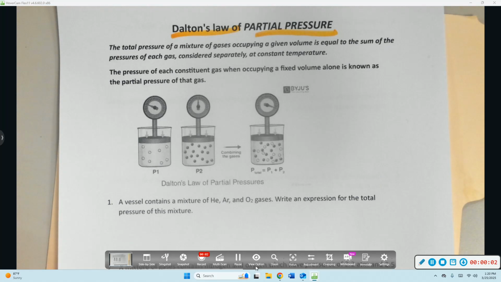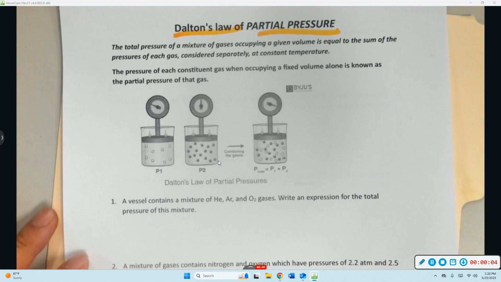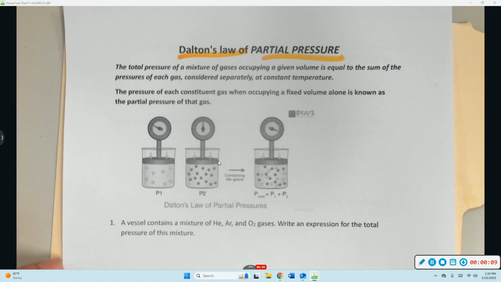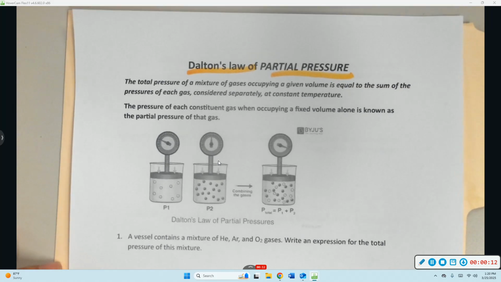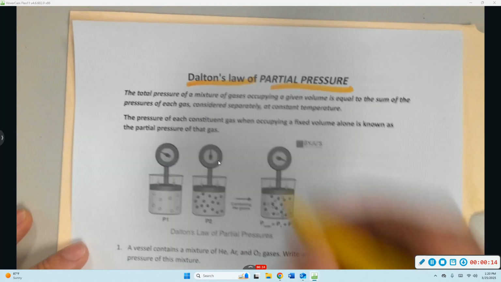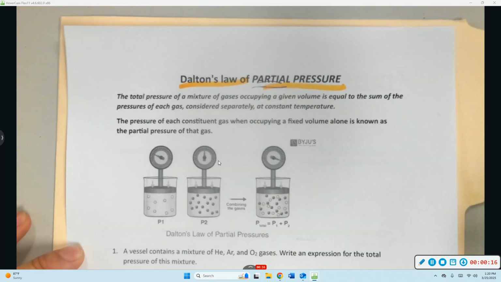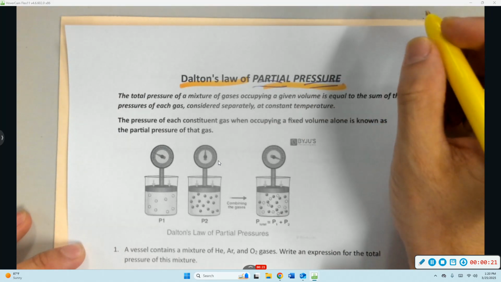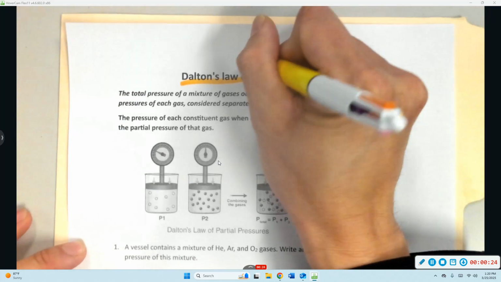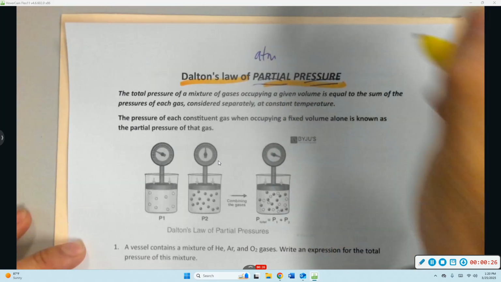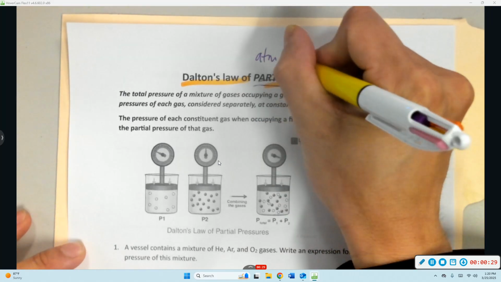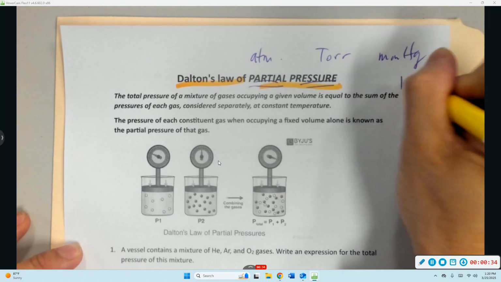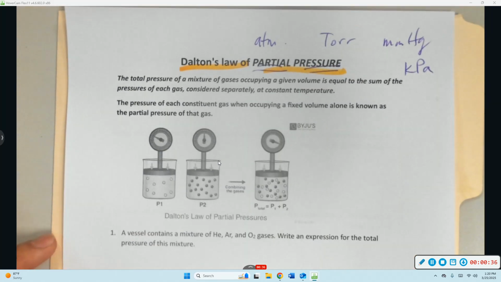All right, welcome back. This is Dalton's law of partial pressure, the last lesson of our gas unit here. John Dalton, remember, he did a lot of studies on the atom, the molecules, and the atomic theory. And so partial pressure, partial means it's a part of something, right? Pressure is a unit in our gas unit. The SI unit for pressure is atmosphere, ATM, and then you have torr, you have millimeter of Hg, and you have kPa, kilopascal. And so we're familiar with those pressure units.